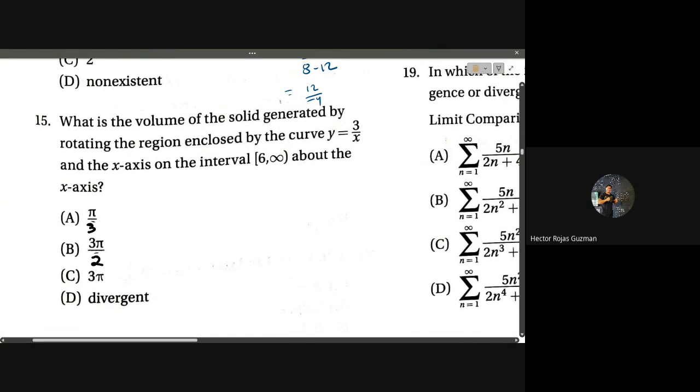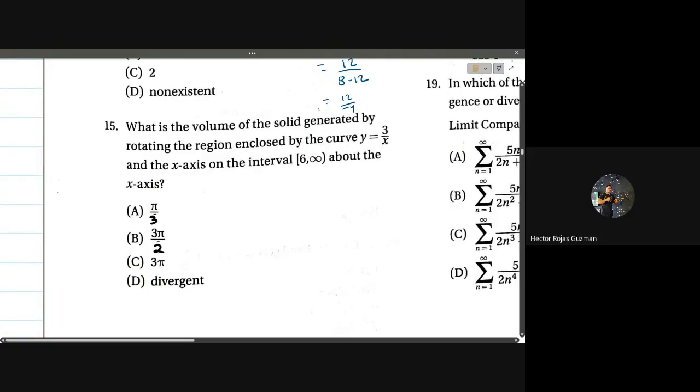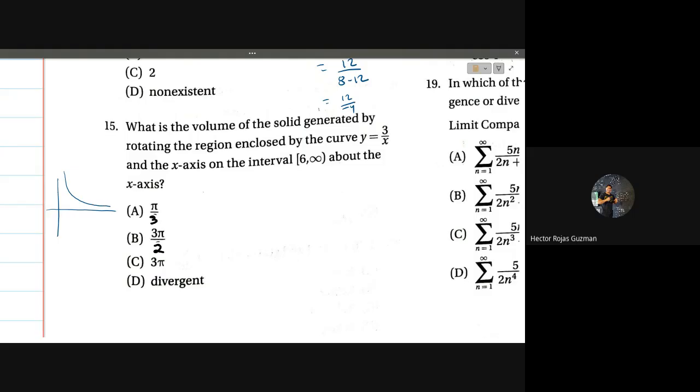Number 15. What is the volume of the solid generated by rotating the region enclosed by the curve of y equals 3 over x? Okay. 3 over x will look kind of like this. So we want to rotate the region enclosed by the curve by the x-axis from 6 to infinity. So let's just say 6 is here. So we're going to get all this area, right? Well, technically, volume, because we're going to be rotating it.